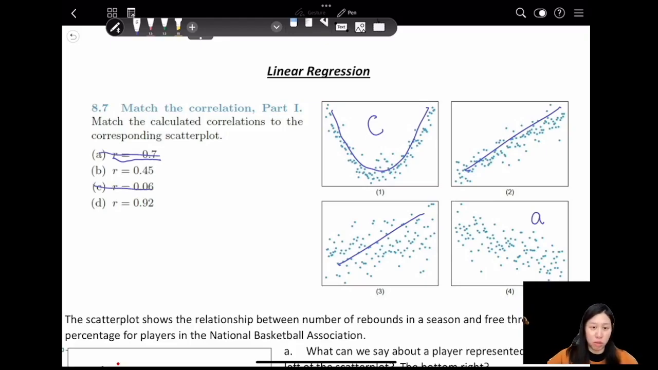Okay, whenever we match, we cross it. So now we have 2 left. One is 0.92, which is really strongly correlated, and then we have 0.45, positive and moderately correlated. From number 2 and number 3, 2 is definitely more correlated because you can see the trend really clearly, a belt that looks like going up, right? So this is D, so the last one has to be B.